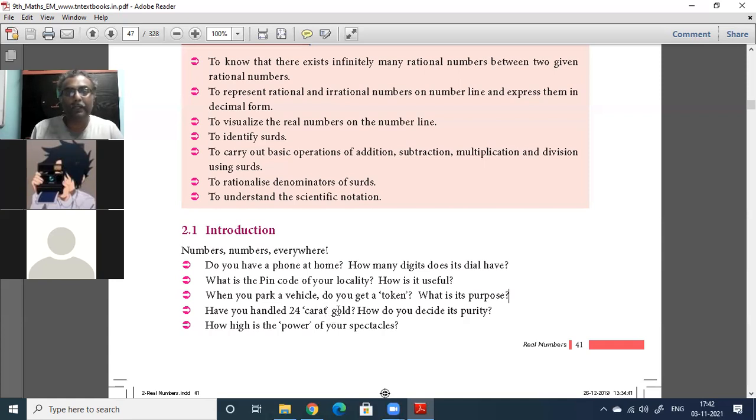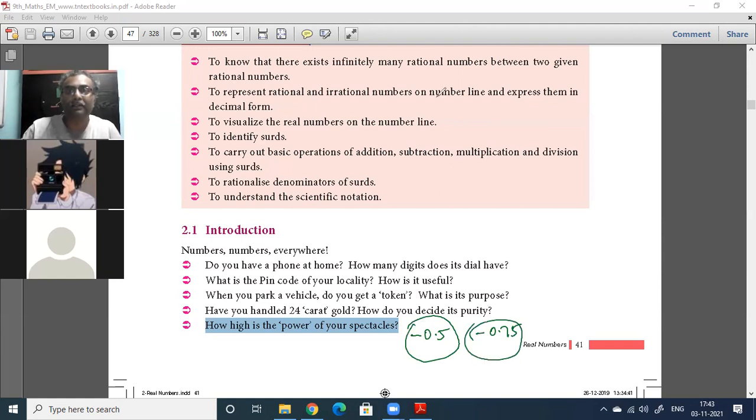Then, have you handled 24 karat gold? How do you decide its purity? This is a question I don't know the answer to. You have to ask the jeweler. Okay, anybody wearing specs here? Only I am wearing specs. How much is your power? I forgot, uncle. Mine is, I think, minus 0.5 in one eye and minus 0.75 in the other eye. So there also numbers are coming.